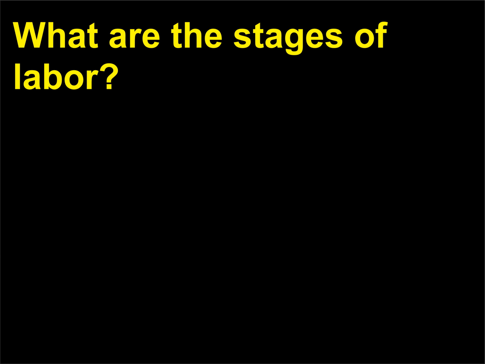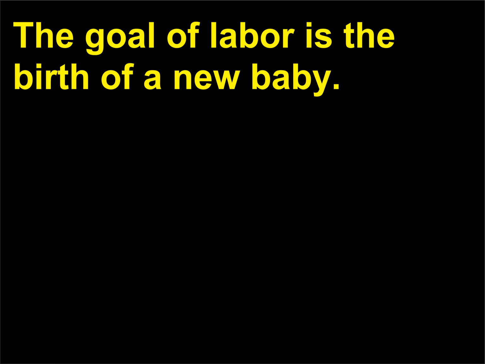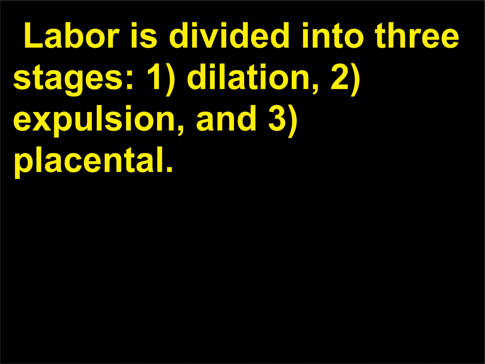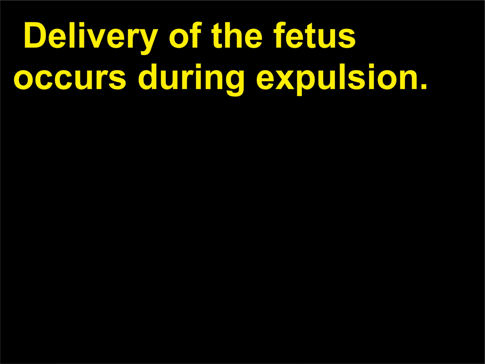What are the stages of labor? The goal of labor is the birth of a new baby. Labor is divided into 3 stages: 1. Dilation, 2. Expulsion, and 3. Placental. Delivery of the fetus occurs during expulsion.